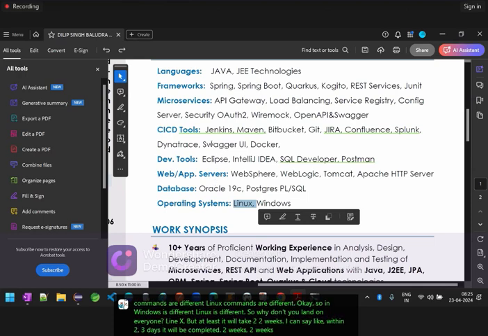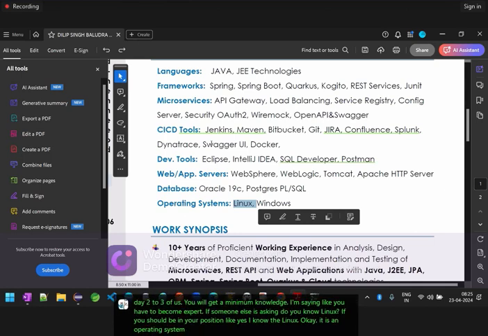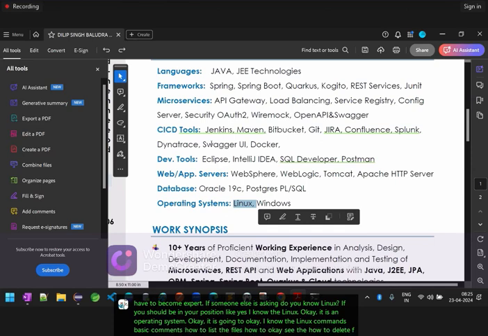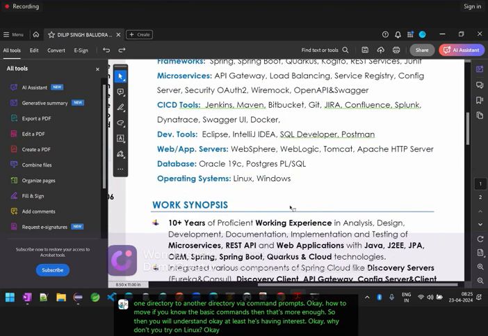Two weeks, when you are spending 2 to 3 hours per day, you will get a minimum knowledge. I'm not saying you have to become an expert. If someone asks, do you know Linux? You should be in a position to say, yes, I know Linux. It is an operating system. I know the basic commands: how to list files, how to delete files, how to copy from one directory to another via the command prompt, how to move. If you know the basic commands, that is more than enough. Then they will understand that at least you have interest.